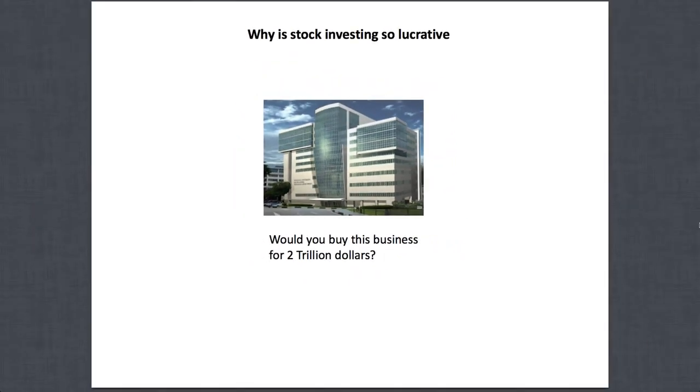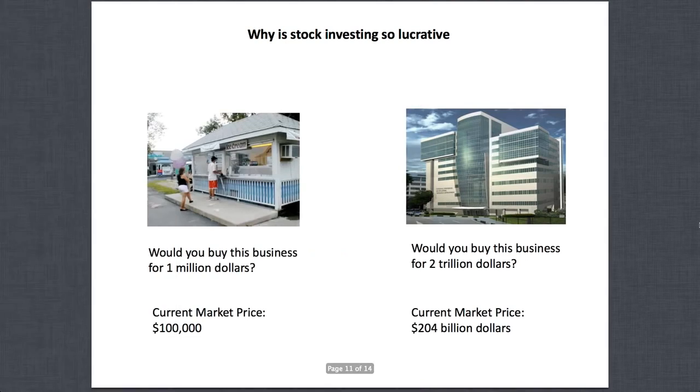Okay, so my point in asking you those two questions is that I used a proportion. When I asked if you'd be willing to pay $1 million for Nancy's ice cream stand, what I did is take 10 times the current market price, which is somewhat of a believable price, to get to $1 million. And I did the exact same thing with General Electric. Right now, the current market price if you wanted to buy every single share of General Electric would be about $204 billion.